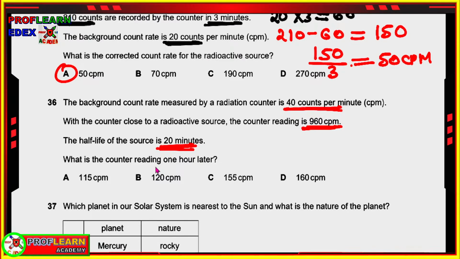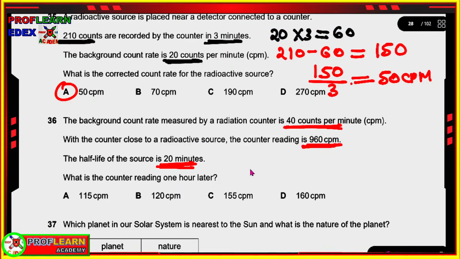What are we going to do here? Okay, so in order to work this out, the first thing we're going to do: we know that at that given point, 960 includes the background count. So we are going to say 960 minus 40, and that is going to translate to 920 CPM.